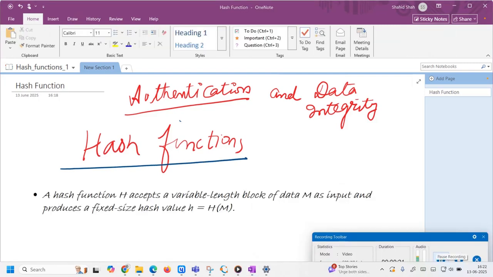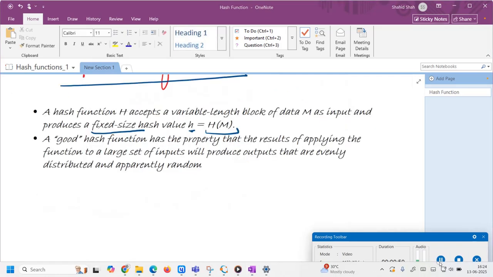So here is a simple description. A hash function is something which accepts a variable length block of data m. You know, dividing the data into blocks, we have already done this in the RSA algorithm. If you take that as an input to a hash function, or an algorithm which we will see very soon, it produces a fixed size hash value which is denoted by small h and is written as capital H of m. Okay, we'll see in detail what it means.